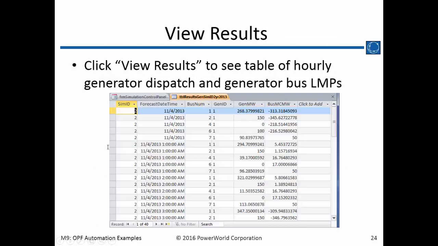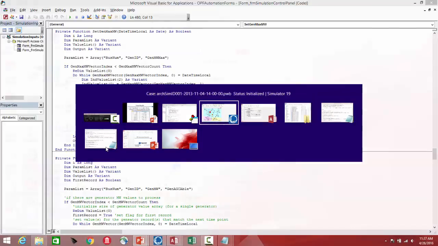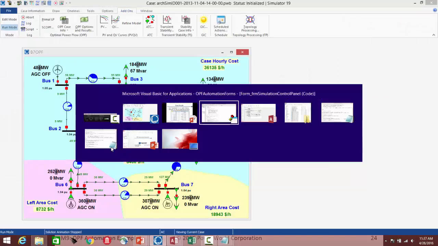Okay, so it does that for each time point, and then of course you can click some of the buttons inside the form that'll open tables in Access and show some of those. And then that's pretty much it for the slides. So that's the B7 case.